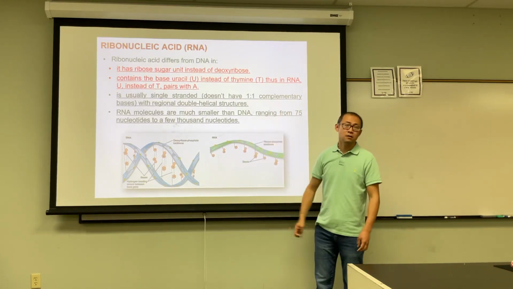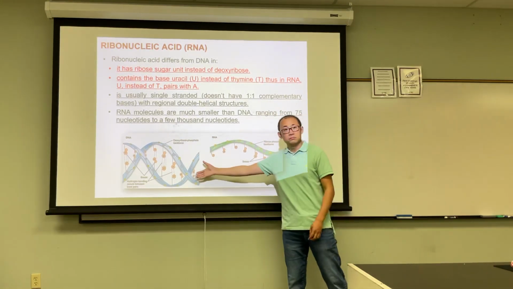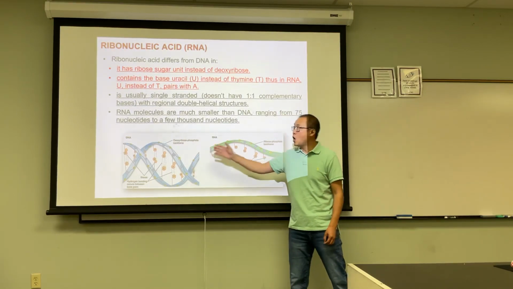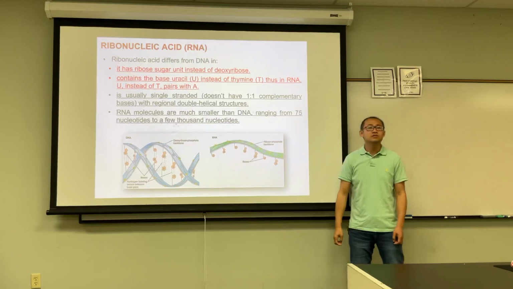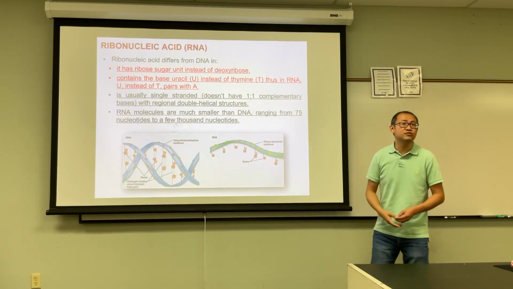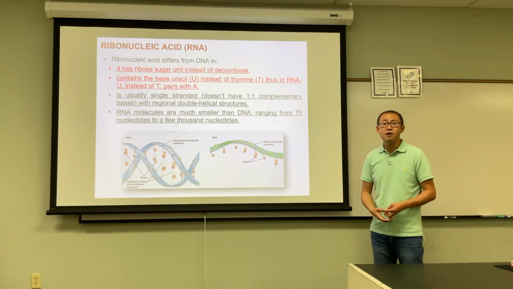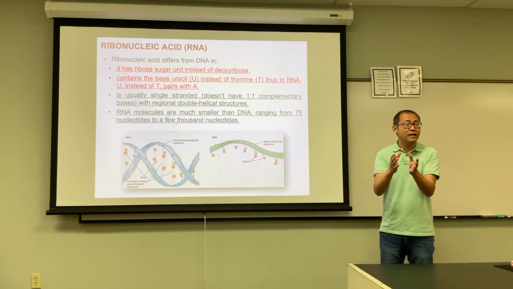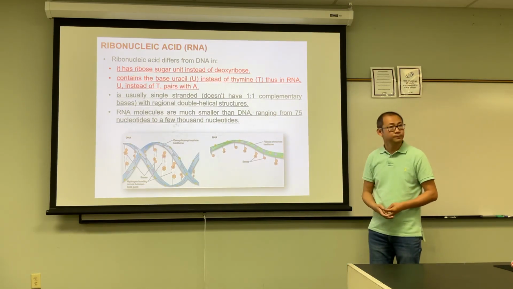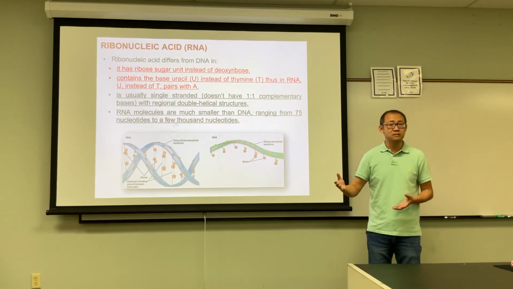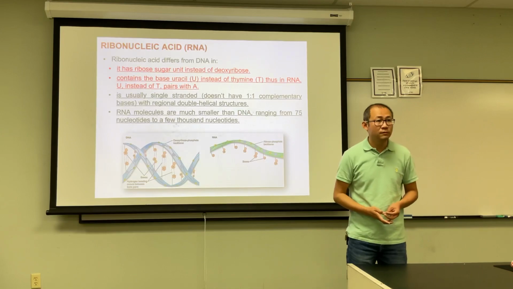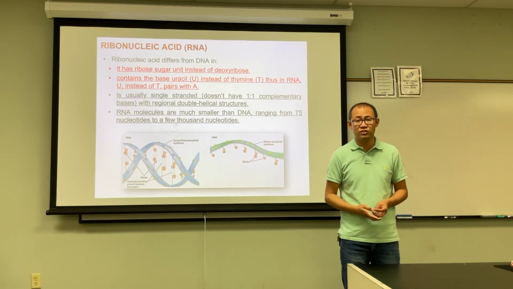Number 3, DNA is double helix structured. RNA usually is single strand. That means there's no second strand for RNA molecules. There may be some pairs within the same strand, but no double helix structure. And because of that, RNA usually is very unstable. It is easily decomposed, hydrolyzed.